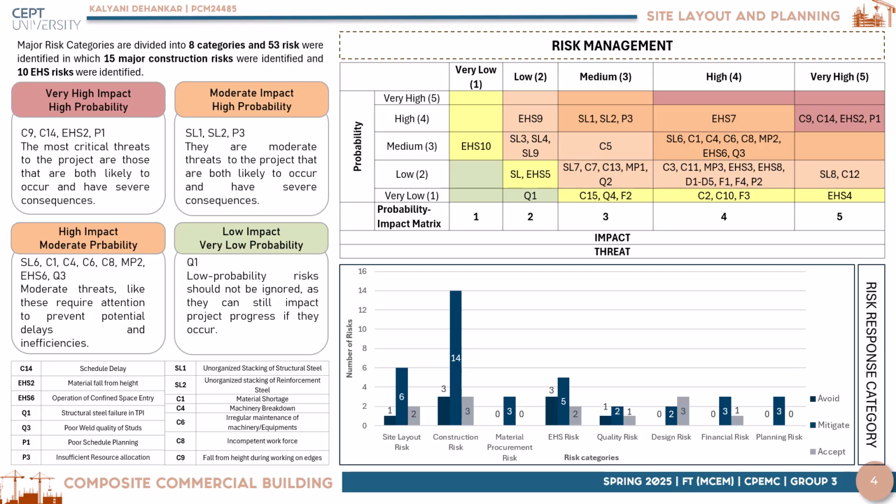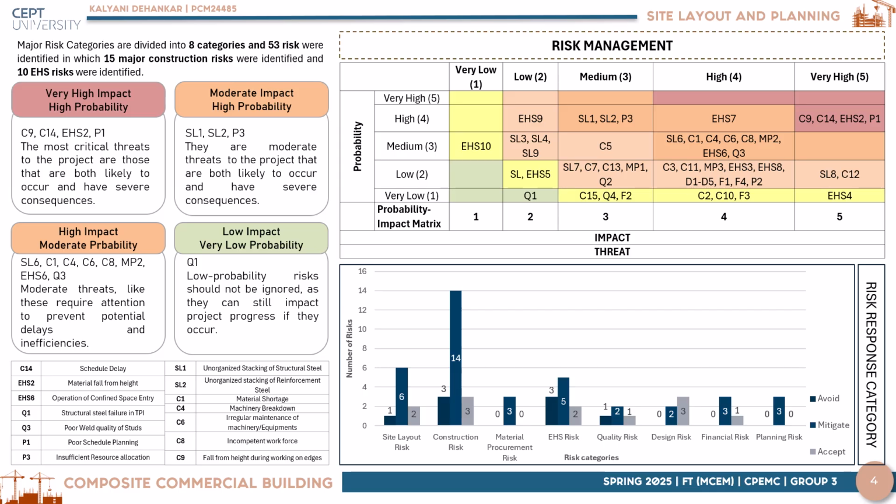Now coming to risk identification and management, we identified several risks that could lead to on-site accidents, and one of the primary obstacles observed was inadequate site planning, which not only reduces productivity but also creates a dangerous workplace for workers. Major risks are divided into eight categories: site layout risk, construction risk, material procurement risk, EHS risk, quality risk, design risk, financial risk, and planning risk.